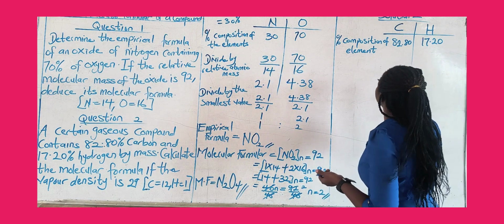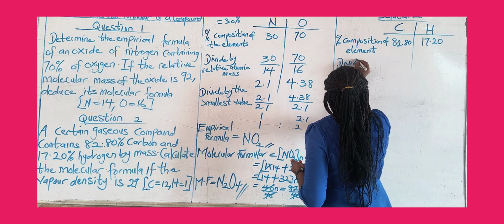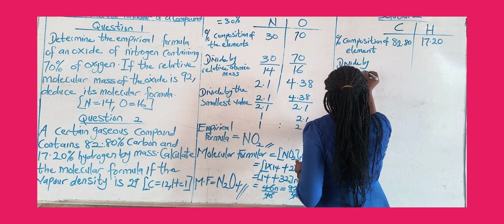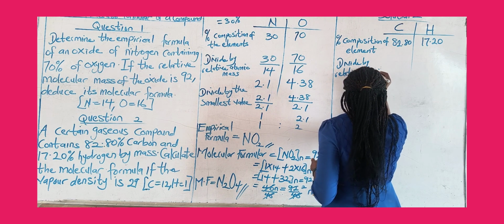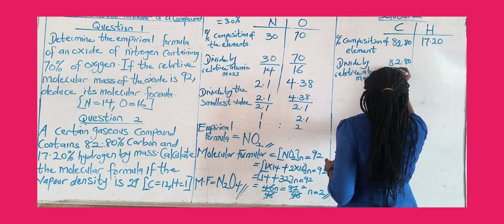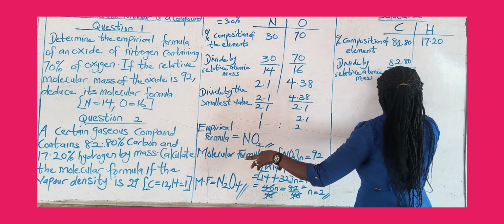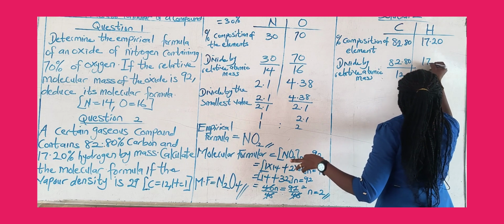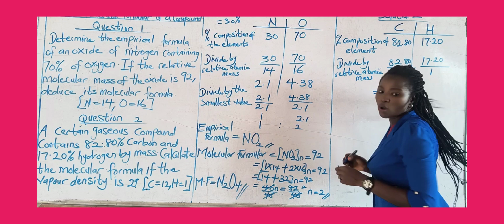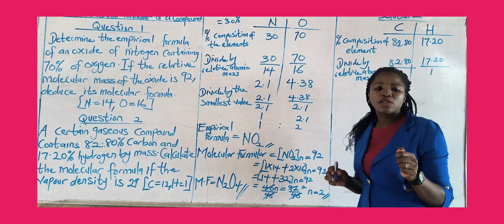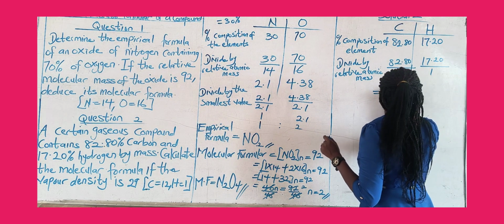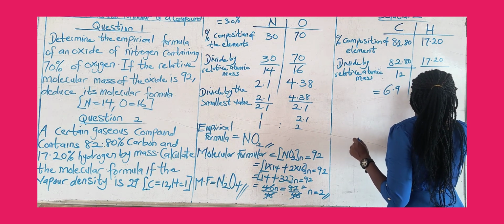Good. What's the next thing? Divide by the relative atomic mass, right? So that would be 82.80 divided by 12, carbon is 12. Good. And what do we have here? 17.20 divided by 1, hydrogen is 1. So what would this give us? Let's see, press your calculator. Are you doing that? 6.9.